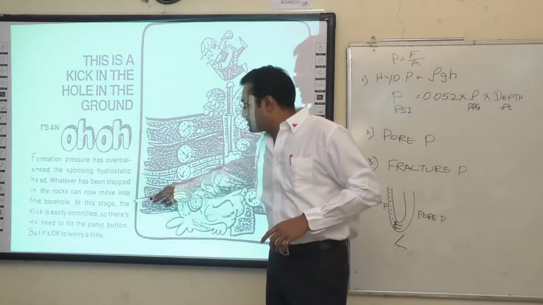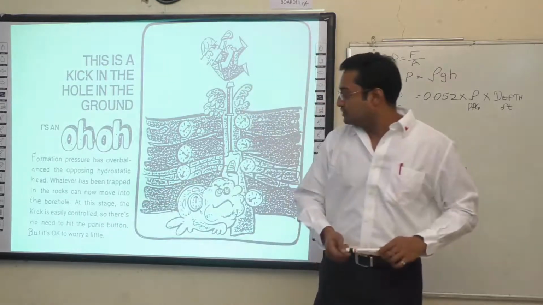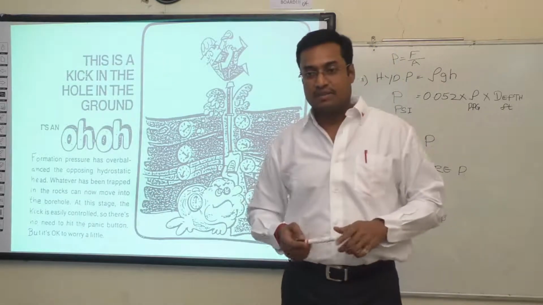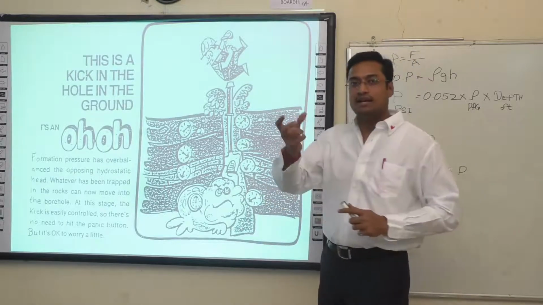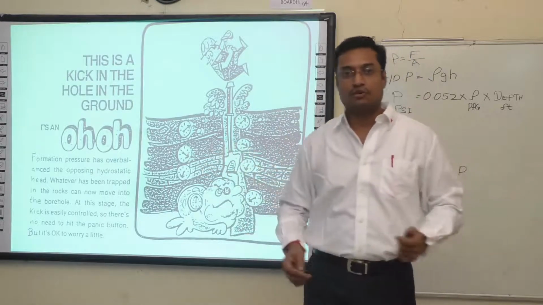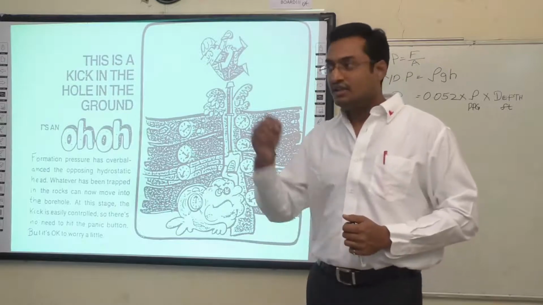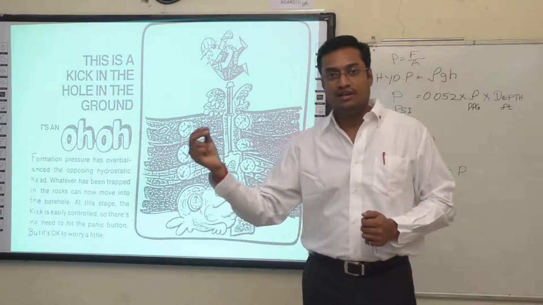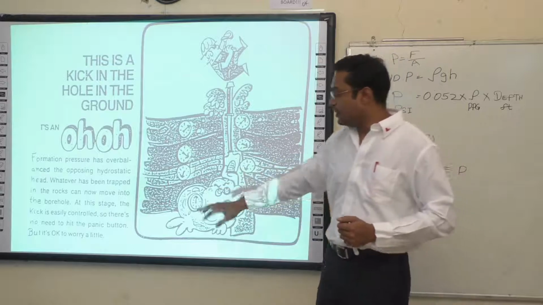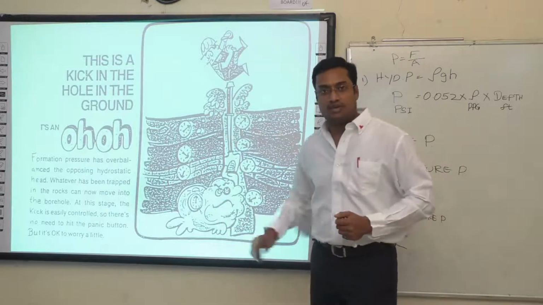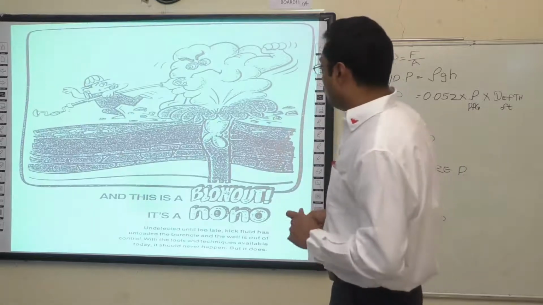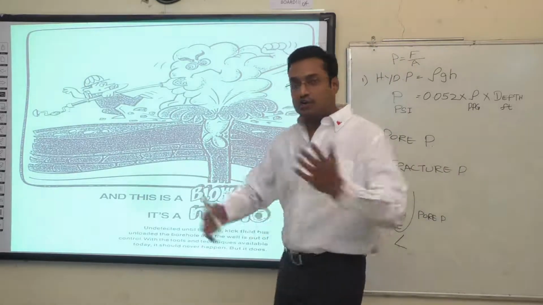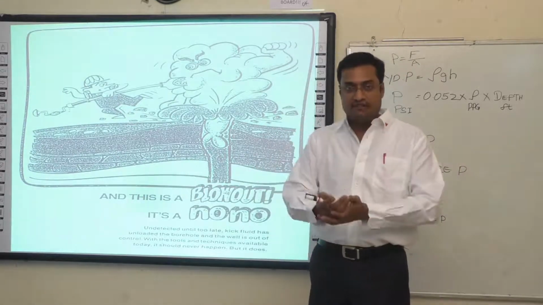So at this stage, the kick is easily controlled, so there is no need to hit the panic button. But it is okay to worry a little. It's not that we are completely out of danger. That is the starting point. If we act rightly at the starting point, we can control the kick. Now, what if we don't control the kick? Or what if we have not identified the kick in time?